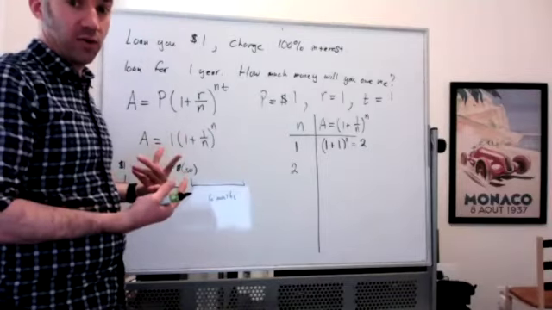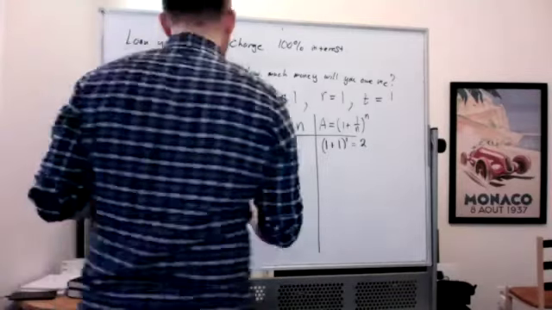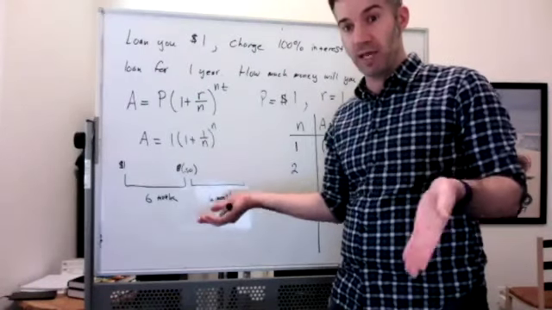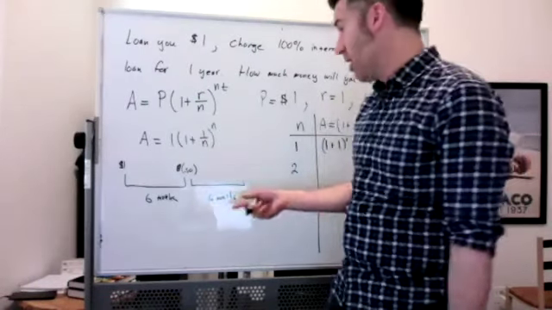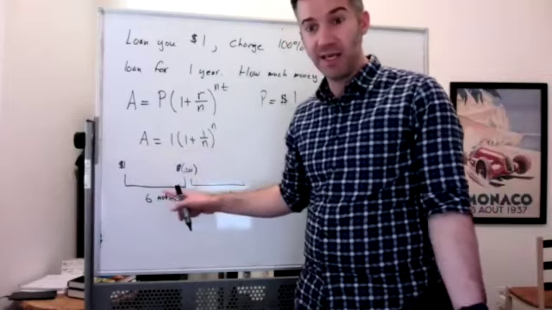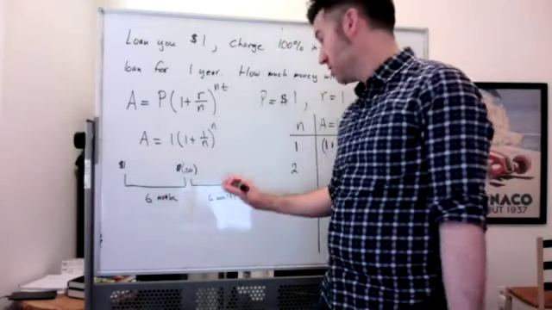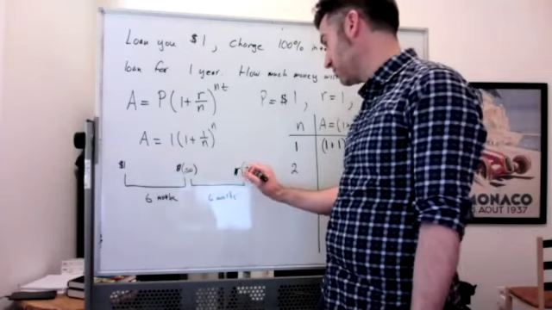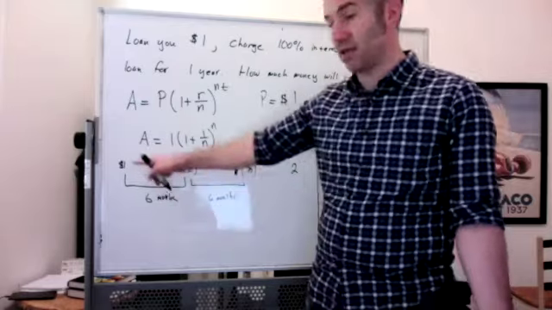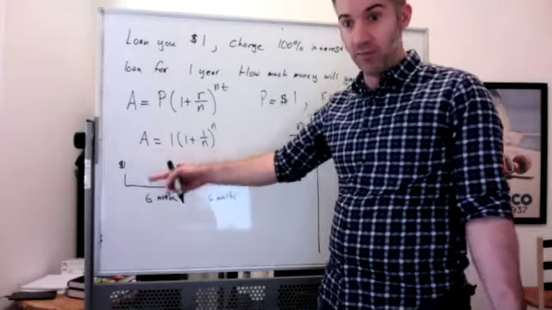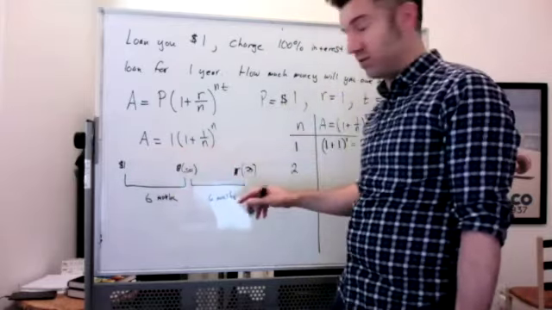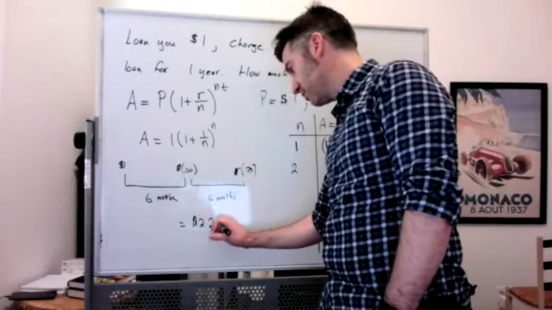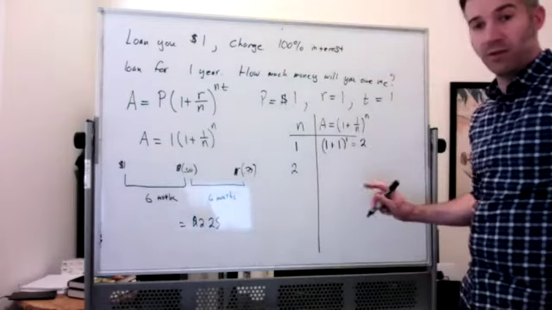And now I'm going to earn interest on that. After another 6 months, I'm going to get the other half of the interest, the other 50%, because half of 100% is 50%. But 50% of $1.50 is 75 cents. So I'm going to earn another 75 cents of interest, which means at the end of the day, I'm going to get the $1 that I lent you, plus 50 cents of interest, plus 75 cents of interest, which is going to be $2.25, which is what you get if you use this formula.